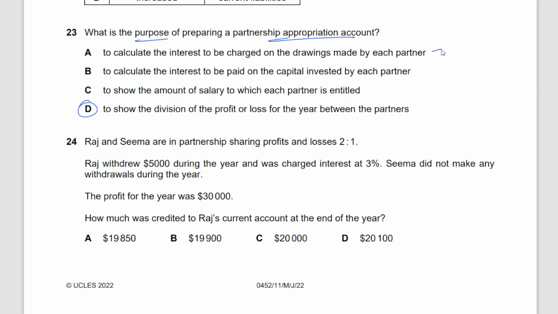You will be tempted to choose each of these because they are part of the appropriation account. But that is not the purpose. If you think this is correct, then you might as well say this is correct, or even this is correct. It's the odd one out. All of them seem correct, but the common thing is they are all just part of the appropriation account. They're not the purpose of the appropriation account. Hope you all got that. To show the division of profit or loss for the year between the partners, there we go. That's what I told you in the beginning when we read the question.